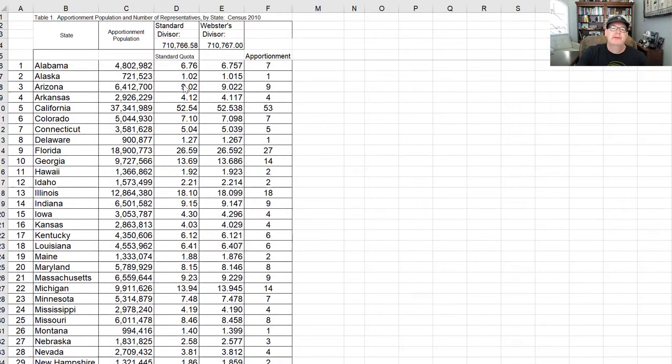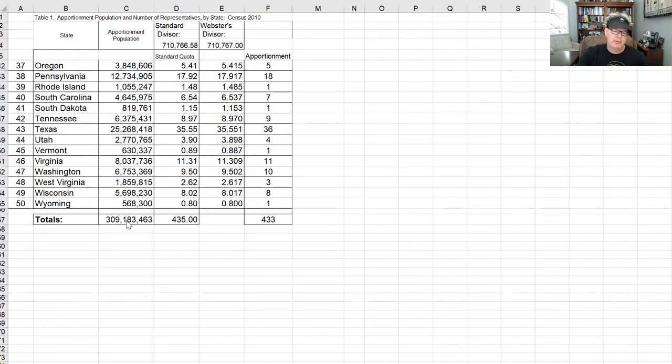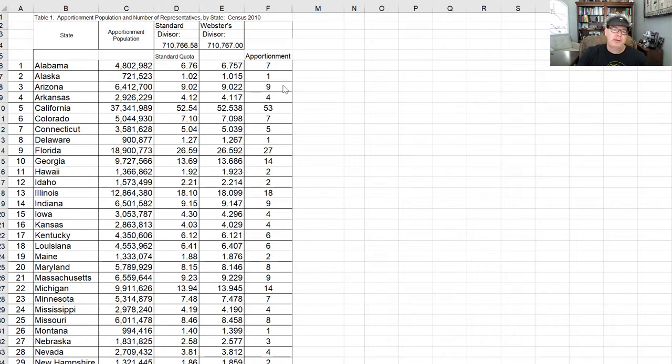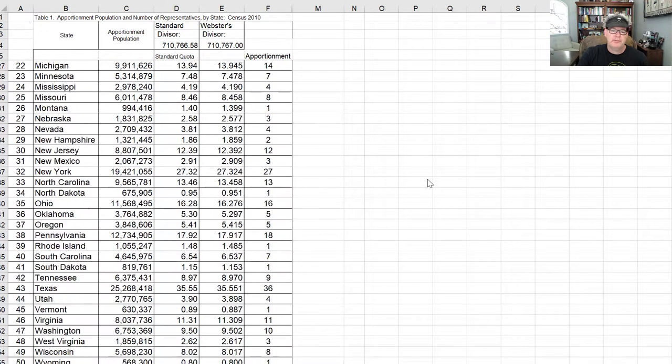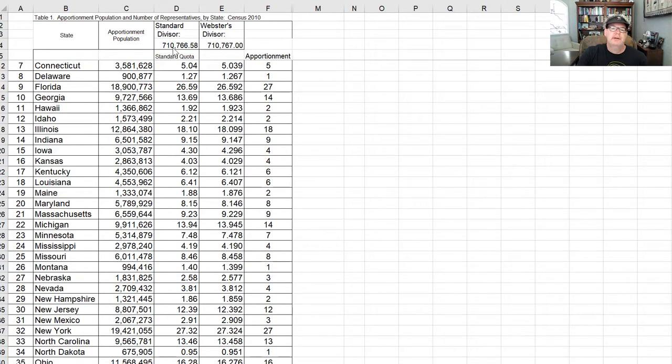To get the standard quota, you could look at the fraction of each state's population to the total U.S. population, multiply that by 435 to get the fair amount of the 435 each state should get. Or equivalently, if you divide 435, the number of seats, into the total population, you get that there should be 710,767 people for each seat on average. And then divide that people per seat average into the number of people for each state. Again, you get the standard quota.